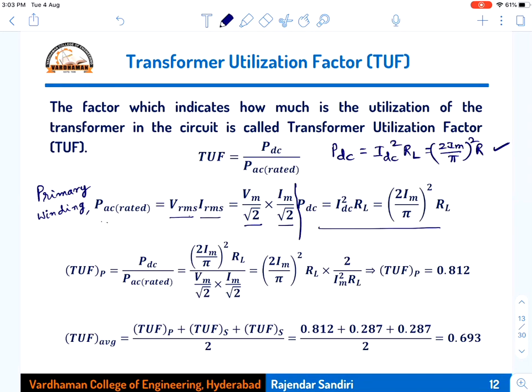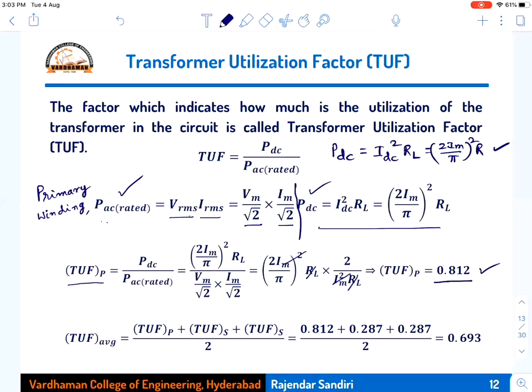Then PAC rated is there, PDC is there. Both of them you substitute in the first formula, the definition. Then TUF of the primary, where suffix P means primary, is equal to PDC by PAC rated. PDC is this one, PAC rated is this one. Dividing, RL will cancel, Im square will cancel. Then it will be 4 by pi, which is 0.812. 0.812 is the transformer utilization factor of the primary winding.